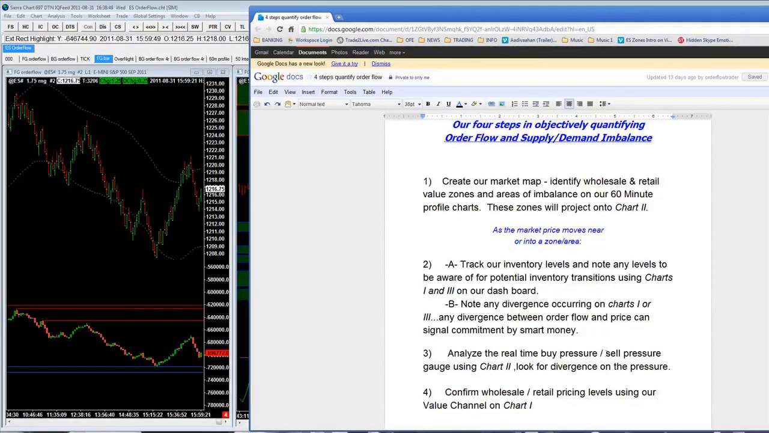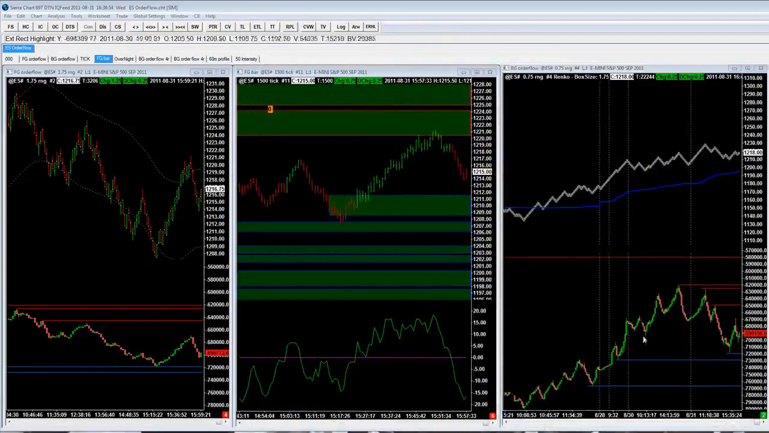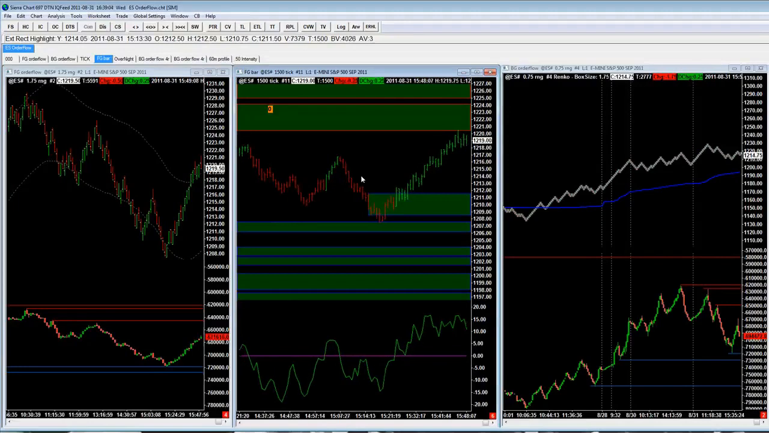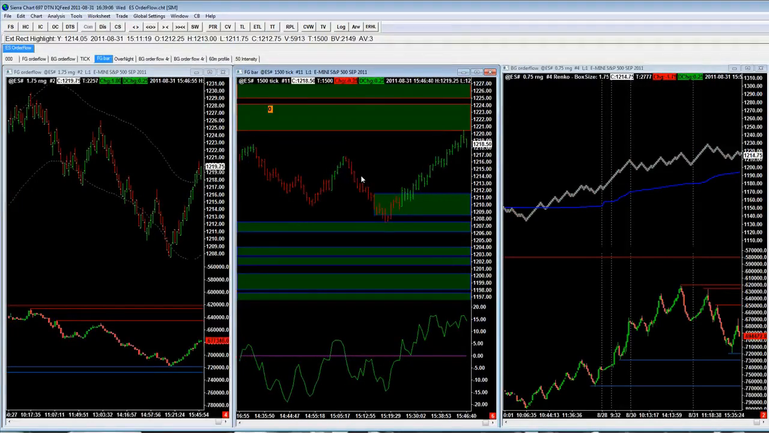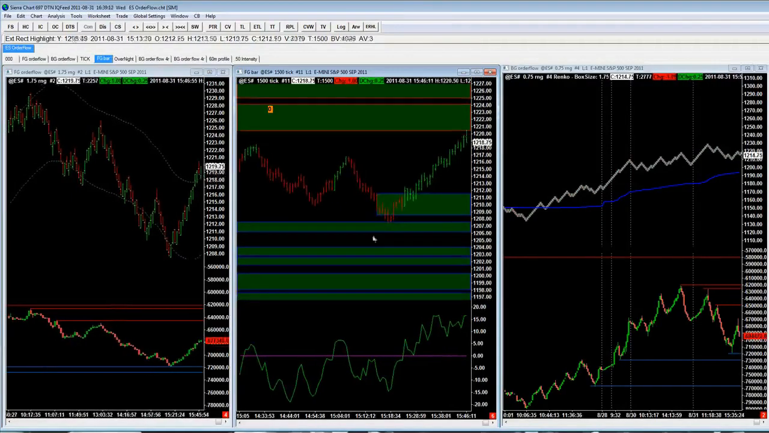Okay, looking at the real-time buy pressure, sell pressure for divergence. Now, sometimes you might not be in an area of a true inventory transition, like right here, right? Let's scroll back here. It's a good example in here as the market, I mean, this isn't the perfect example, but you get the idea. As the market's coming up into this zone showing divergence, you're not truly at an inventory transition here. You're a little bit shy of it. But you could start to work a short position here.